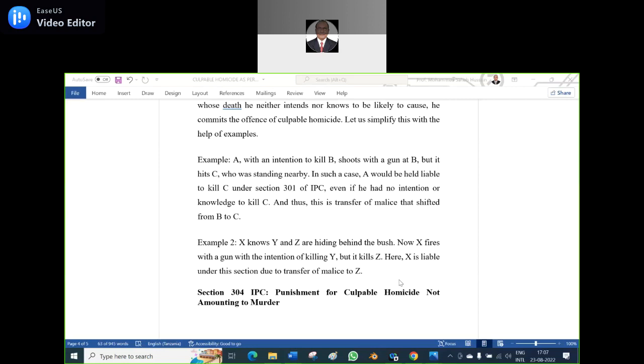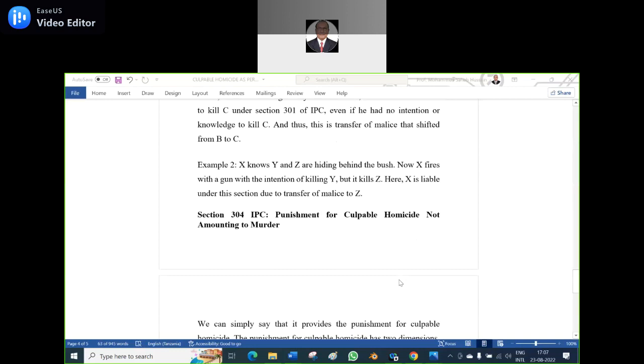Okay, that's no reason. So here it is very clearly made out that he shot at Y and he knows that only Y is there behind. And it is culpable homicide amounting to murder, we can say there.